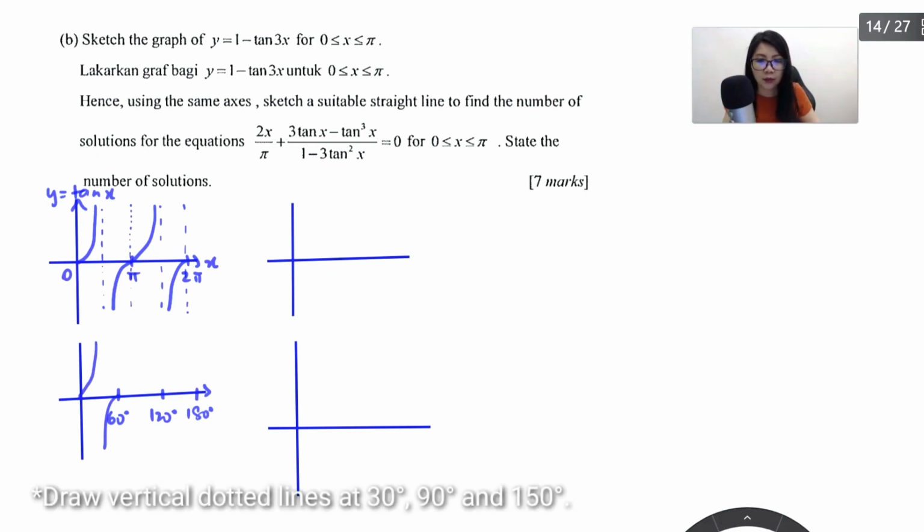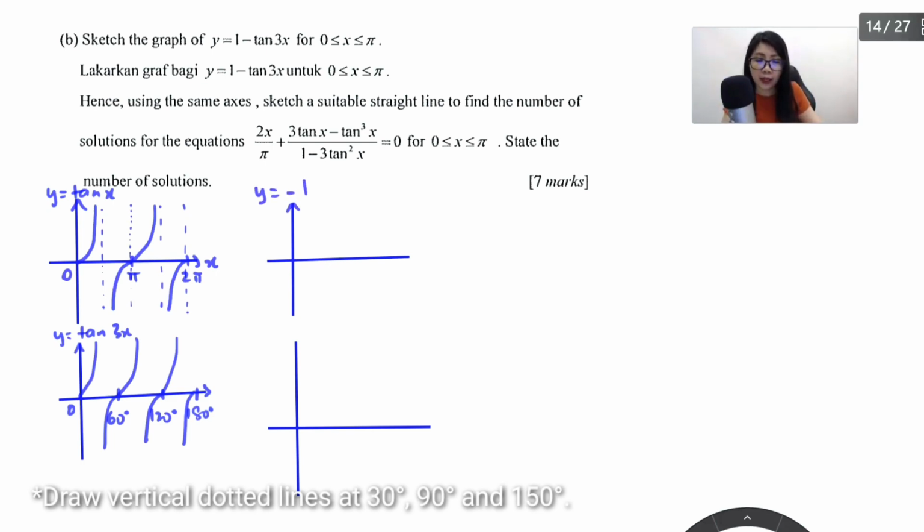Okay, and after that it will be like this. It's going to infinity. And then after that, the graph will go up here. Okay, so it will look like this. This is the graph of y equals tangent 3x. Okay, what if there's a negative?